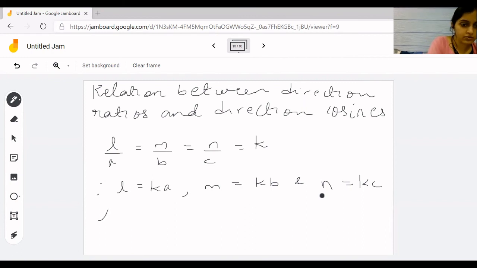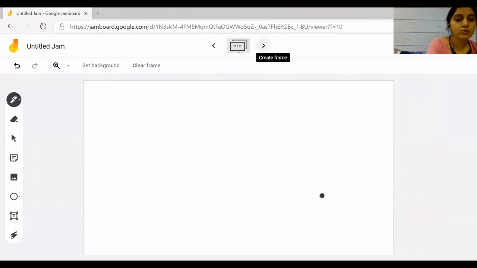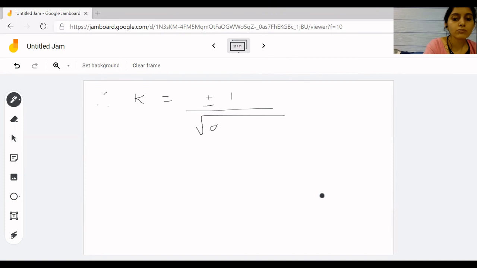We know from the previous theorem that L square plus M square plus N square is equal to 1. Therefore, we can say that K square times A square plus B square plus C square is equal to 1. And therefore, what's the value of K? K will be equal to plus minus 1 upon root of A square plus B square plus C square. Now this is the value of K.